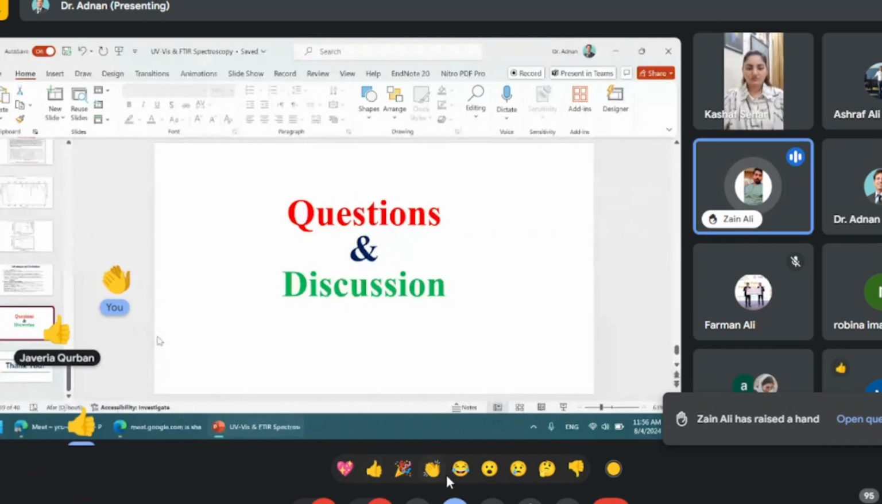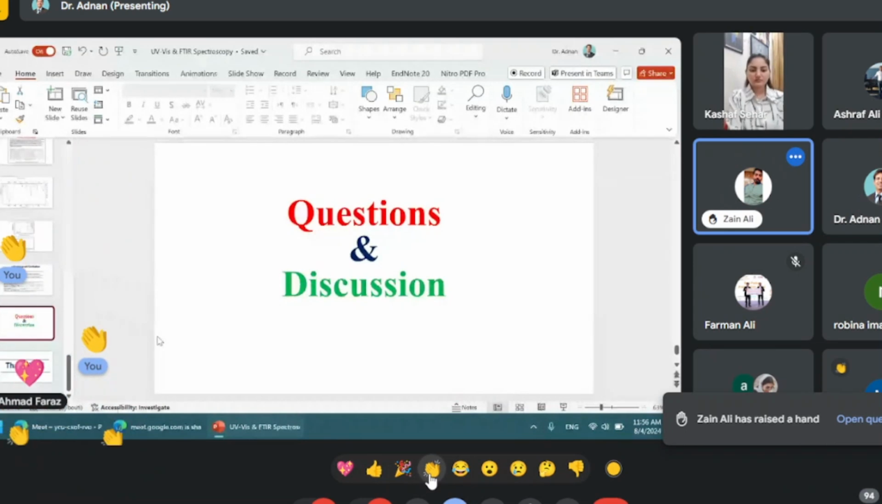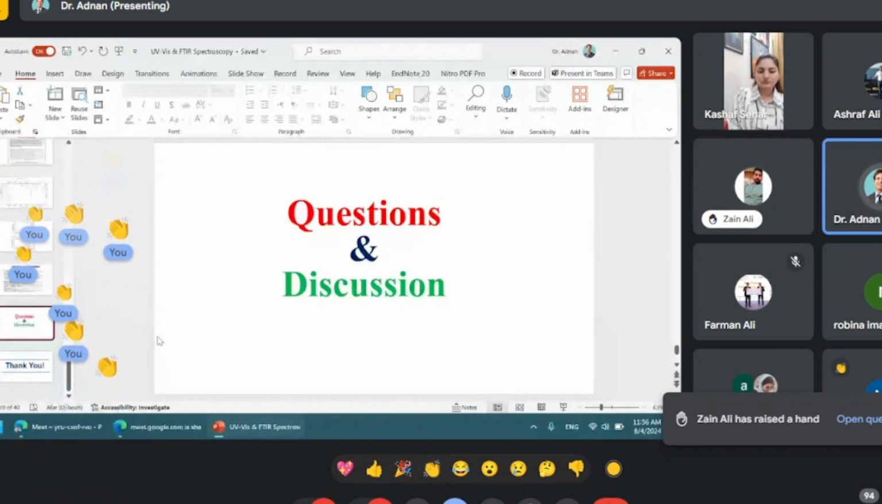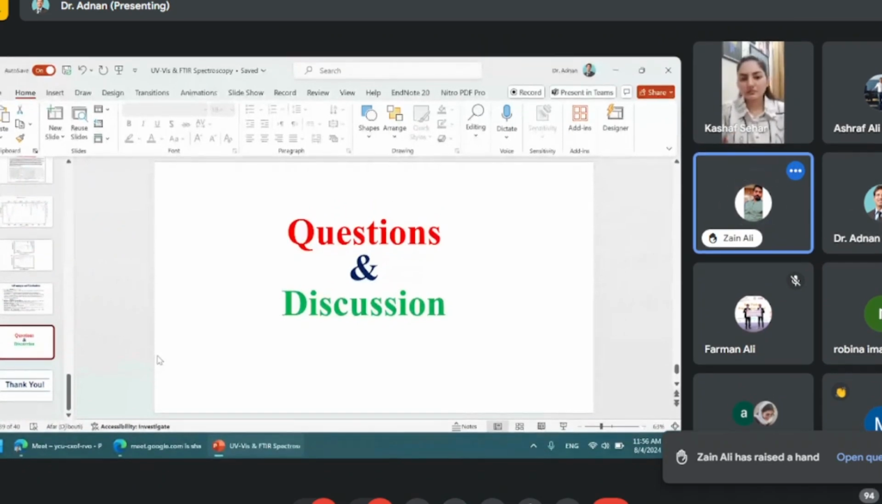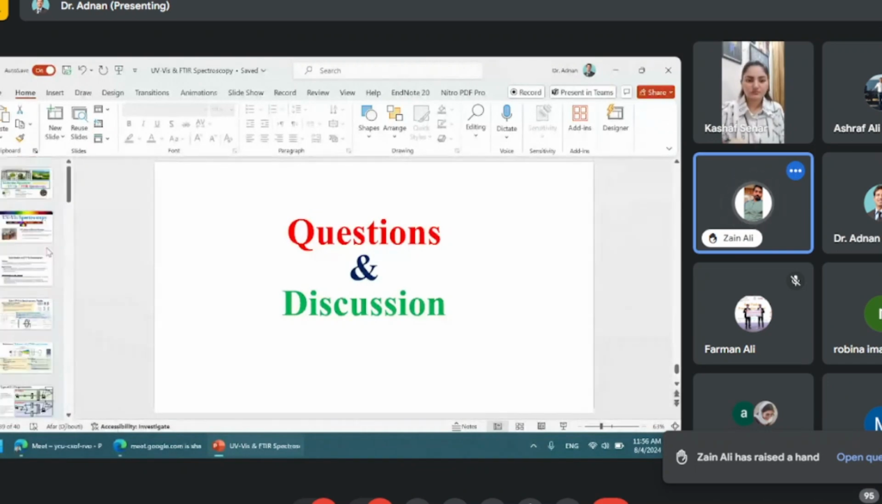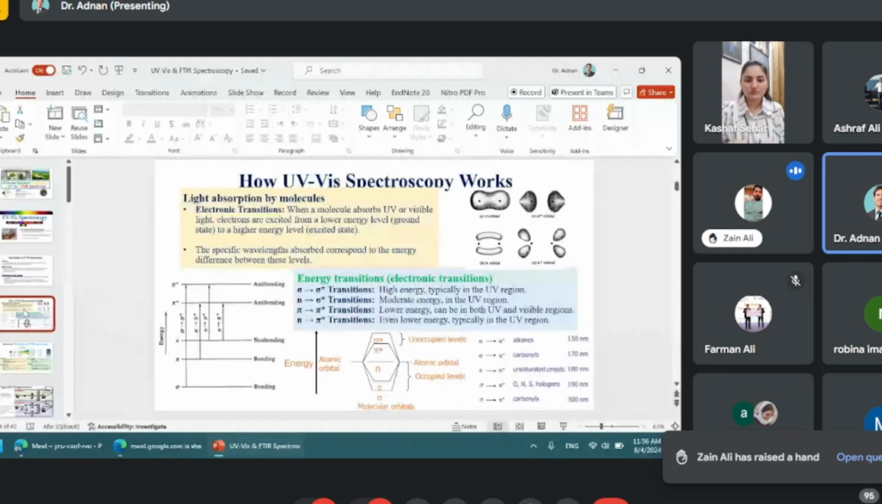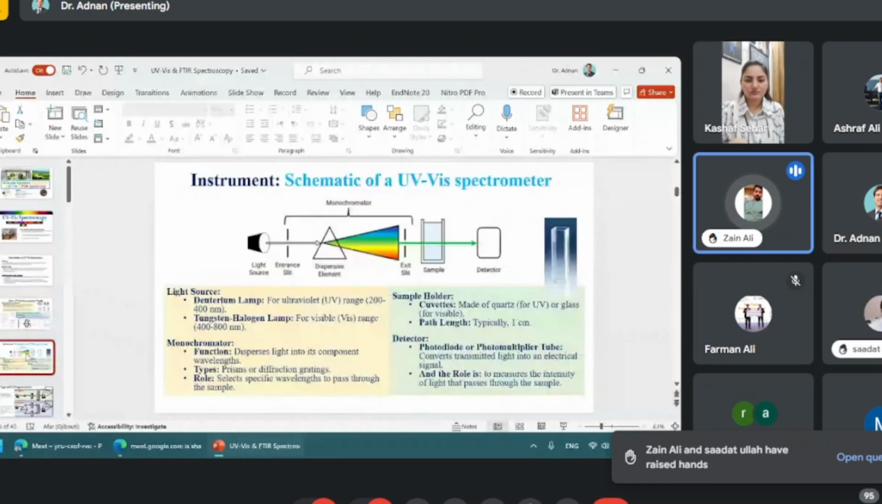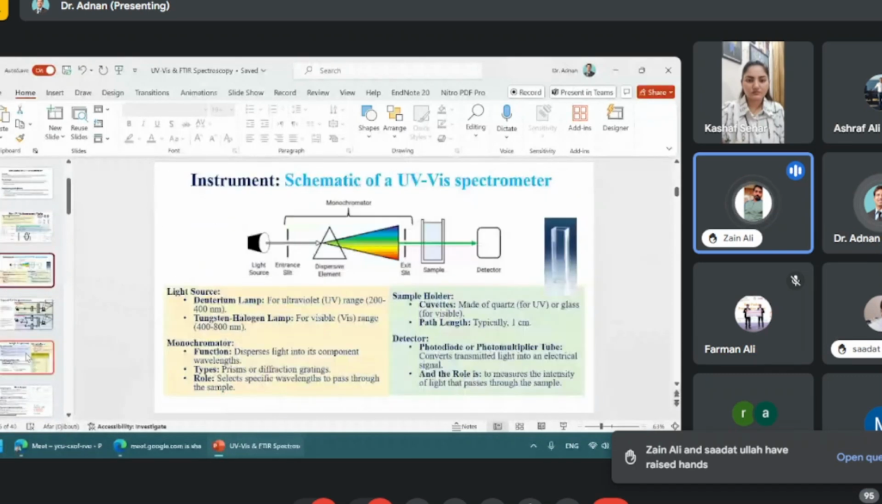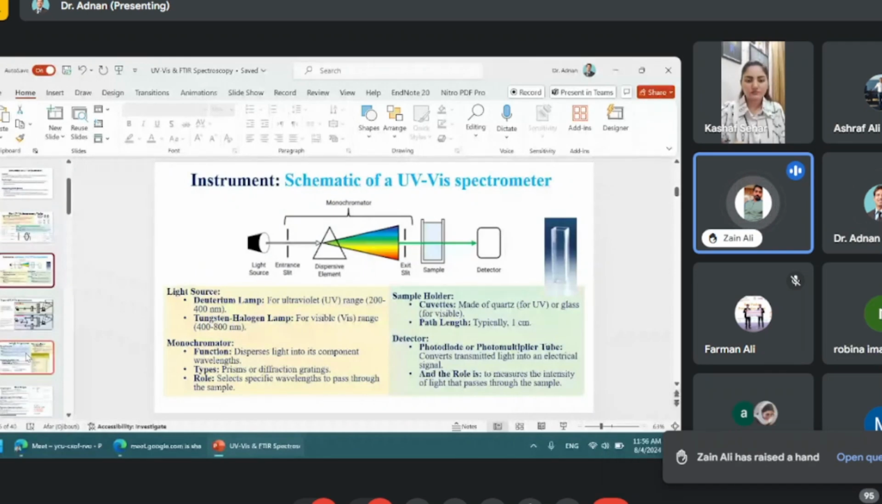Sir, I have a question from UV. Unsaturated compounds have a lambda max around 150 nanometers, but the D2 lamp only has a range of 200 to 400 nm. So how can we analyze unsaturated compounds with the help of UV?